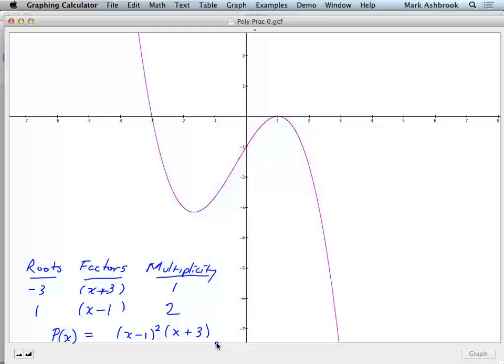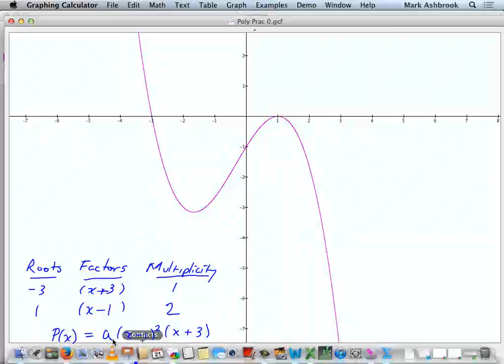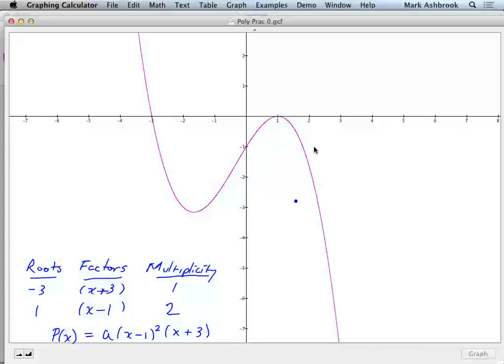Okay. So it's going to be something like that. But notice that if we had some constant multiplied out here, like 8 or -6, all these things would still hold. We would still have a root at 1 with multiplicity 2 and a root at -3 with multiplicity 1. So we have to account for that, and we say, okay, there might be some constant there out in front.